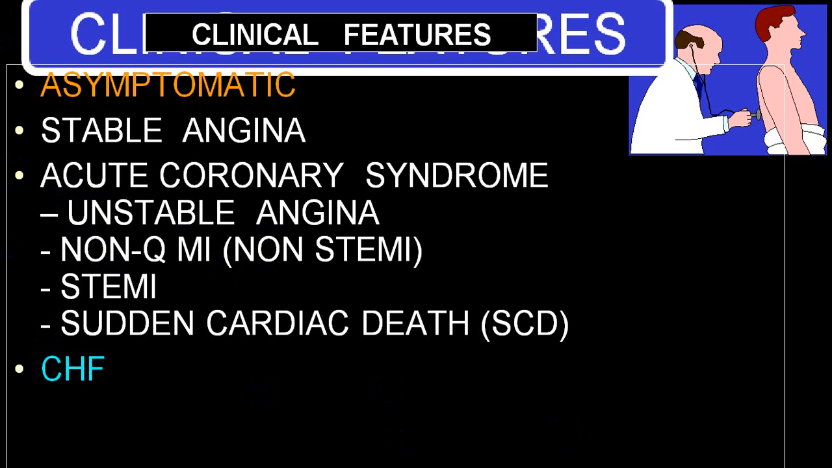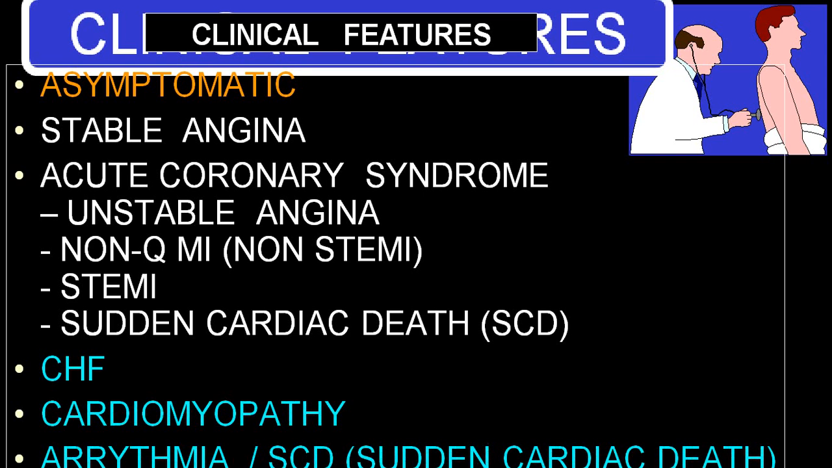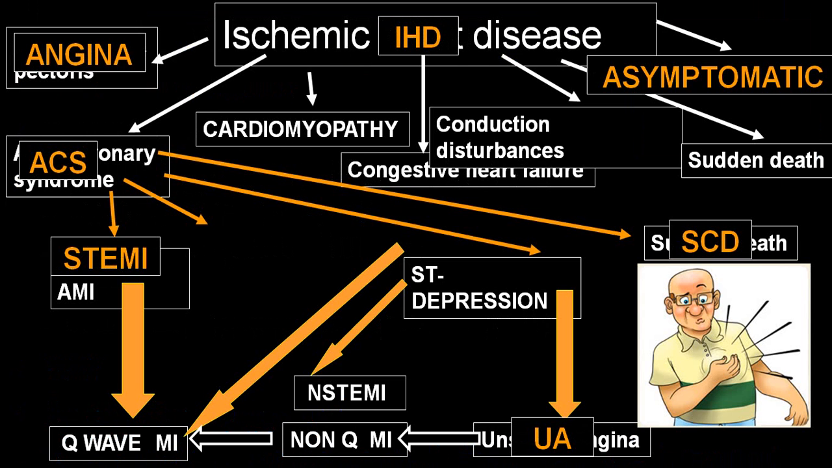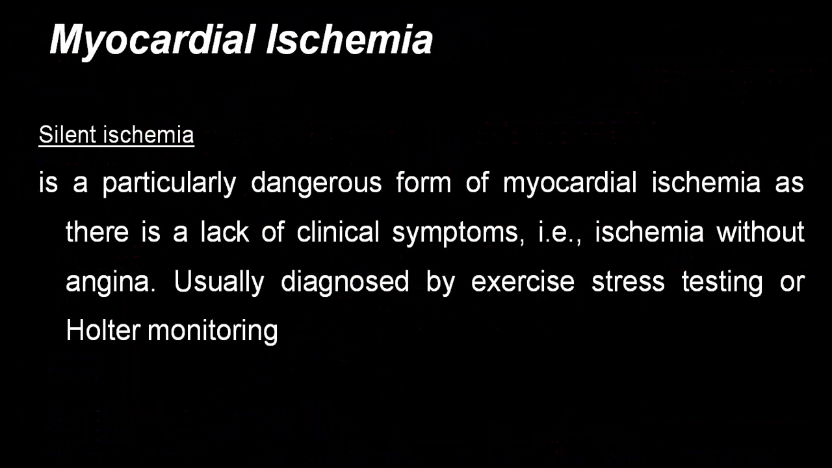Good number of people will present as congestive heart failure, and when you investigate you find out that it is secondary due to ischemia or coronary artery disease. Some persons can present as a cardiomyopathy, mainly in the form of a dilated cardiomyopathy. We call it ischemic dilated cardiomyopathy, quite common. And some group of people can present directly as a cardiac arrhythmia and occasionally as sudden cardiac death. This slide we have already shown you before, so I am skipping over this. These are the different ways of presentation.